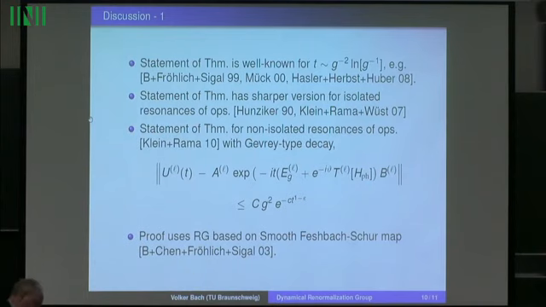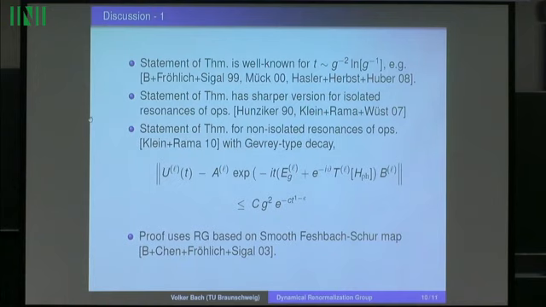And then there were also other groups that had formulated sharper versions of this time estimate. So, for example, if we study atomic resonance curves, then I think the paper of Hunziker from 1990 is still the best work in that direction. And then there's, however, also an important contribution by Klein, Rama, Juliane Rama, and Wüst from 2007.